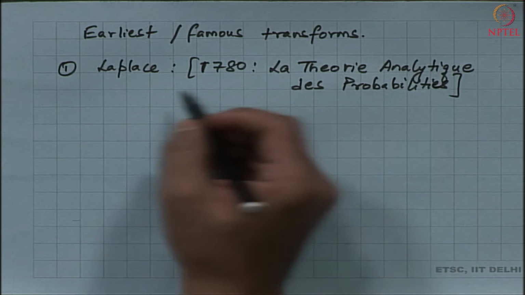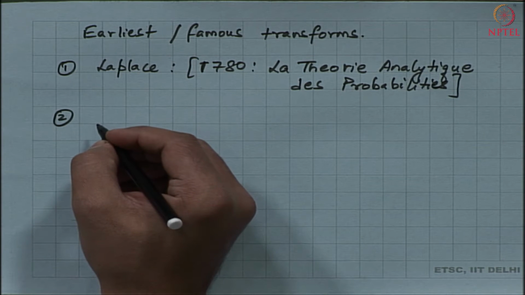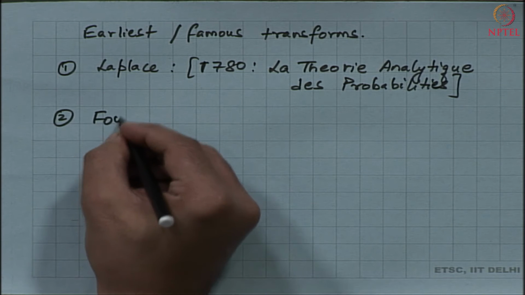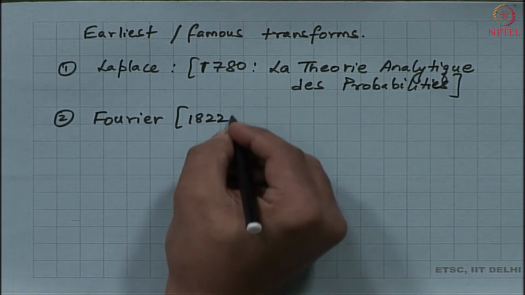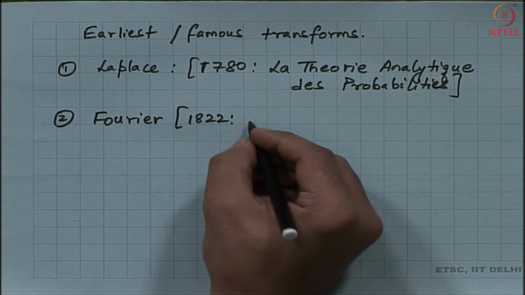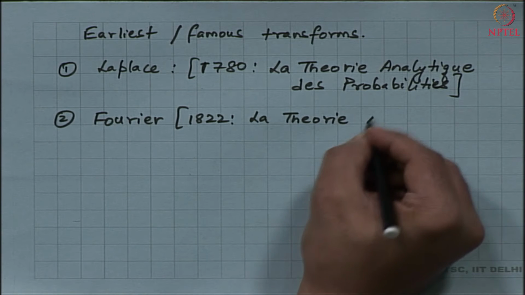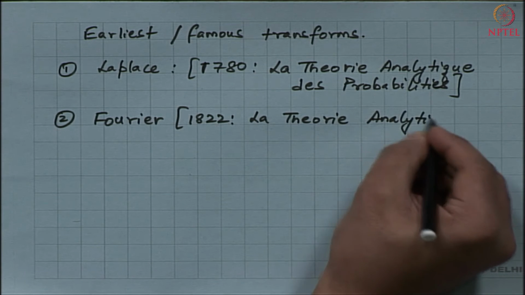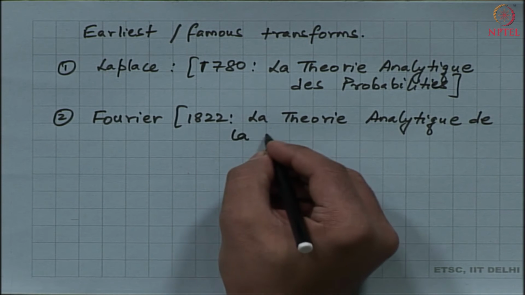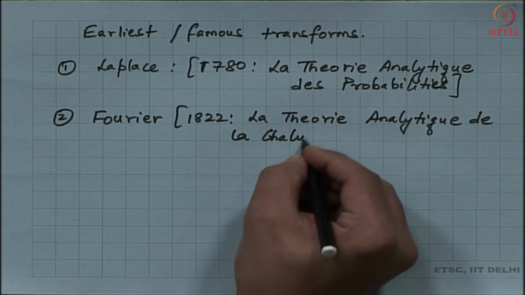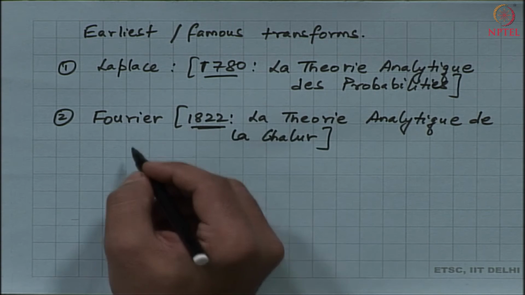So, here was the first mention of Laplace transform. Then again another famous transform that was introduced was by Fourier, who introduced his famous Fourier transform in his first paper in 1822, again by the name of La Théorie Analytique de la chaleur. So, it was a paper published in 1822.